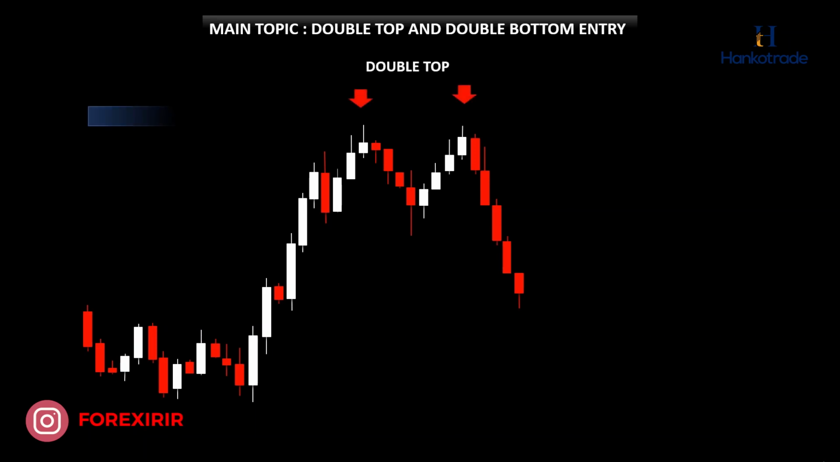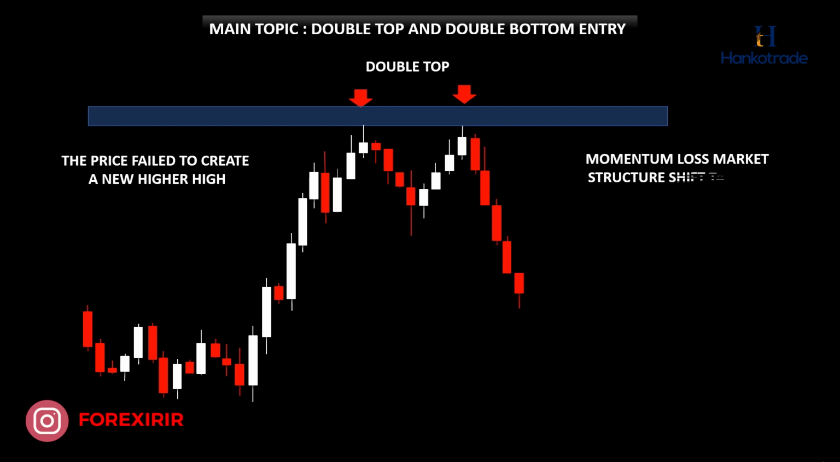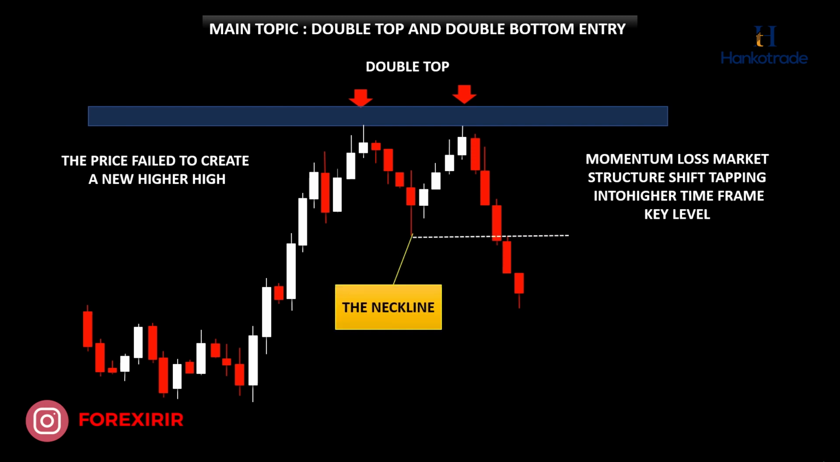Whenever a double top pattern forms on the chart, it indicates that the price has failed to establish a new higher high. This failure can occur for various reasons, such as a loss of momentum, a shift in market structure, or reaching a key level on a higher time frame. The most conservative approach to trading this pattern is to wait for the price to break below the neckline. This breakout serves as a confirmation of the reversal.